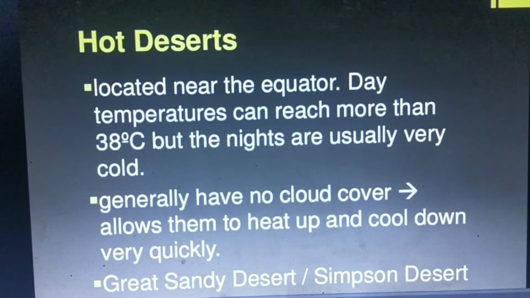Hot deserts. Hot deserts are located near the equator. Day temperature can reach more than 38 degrees Celsius, but the nights are usually very cold. They generally have no cloud cover, which allows them to heat up and cool down very quickly.